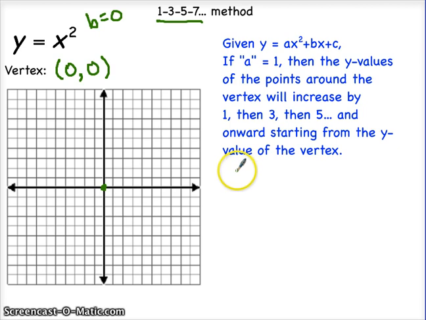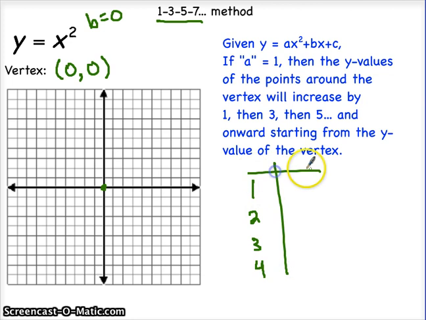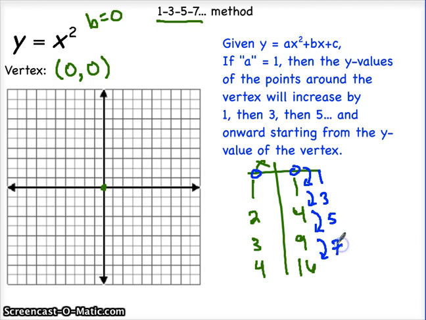Now, the 1, 3, 5, 7 method basically says if we start talking about the first numbers that we can plug into a table, well, 1 squared is 1, 2 squared is 4, 3 squared is 9, and 4 squared is 16. Notice that they go up from 0, 0, up 1 unit, up 3 units, up 5 units, and up 7 units. The perfect squares are separated by basically counting the odd numbers in order.